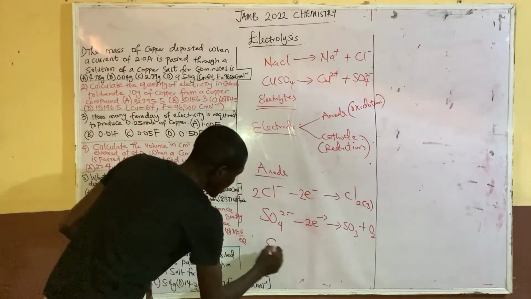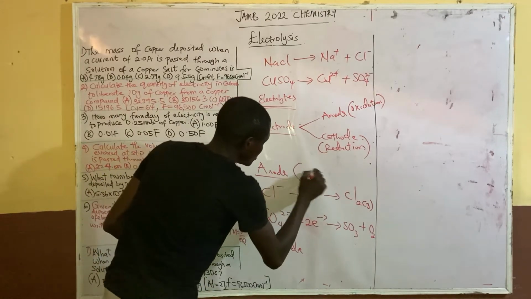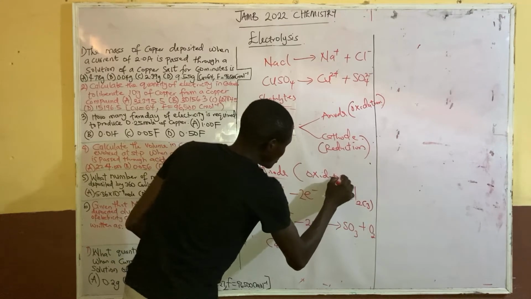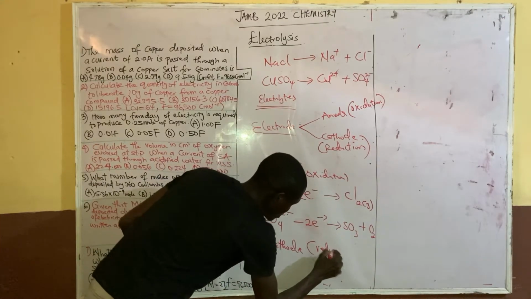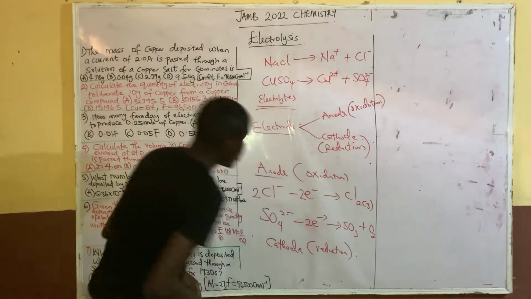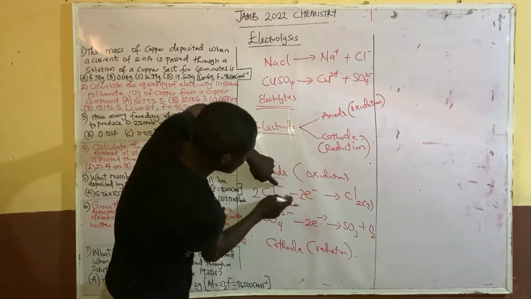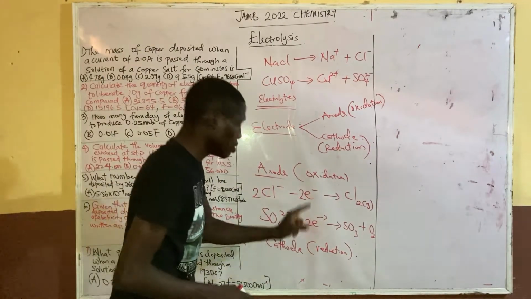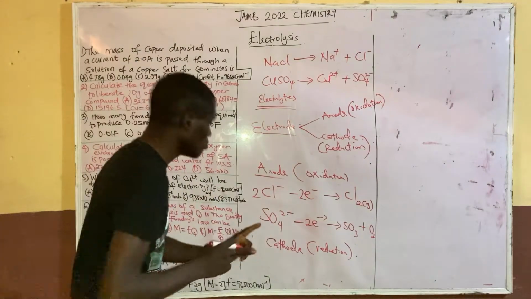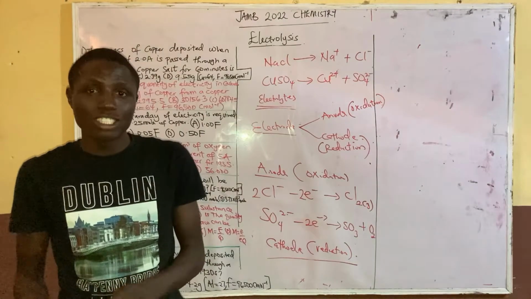Now the cathode. What takes place at the cathode is reduction. Oxidation takes place here, and reduction takes place here. How do you know that it is an oxidation reaction? Because this has lost electrons, and when there is electron loss, we have oxidation. So that's why I know that that's an oxidation. Don't worry, I'm going to do a video on oxidation and reduction as well.